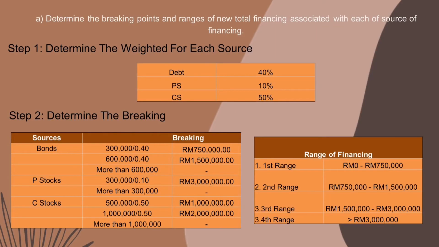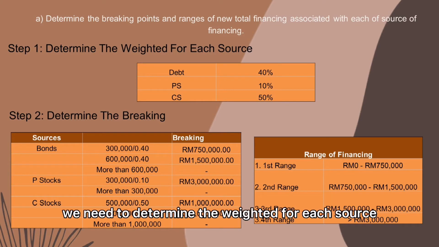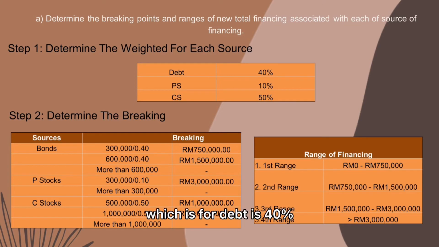In this video, I will present question 3, which is based on chapter 5. In this question, there are 5 steps to answer. For step 1, we need to determine the weight for each source, which is for debt 40%, for preference stock 10%, and for common stock 50%.